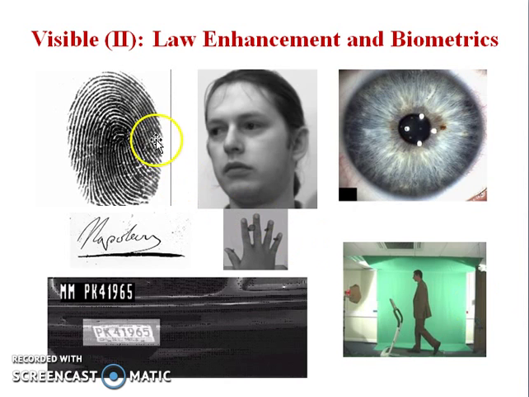This is law enforcement and biometric applications. The first one is fingerprint recognition, second is human face recognition, third is iris recognition, fourth is signature recognition, hand recognition, hand movement recognition. This is number plate recognition. This is the movement of a person in a certain suspected area, which can also be done through image processing in a very simple manner.